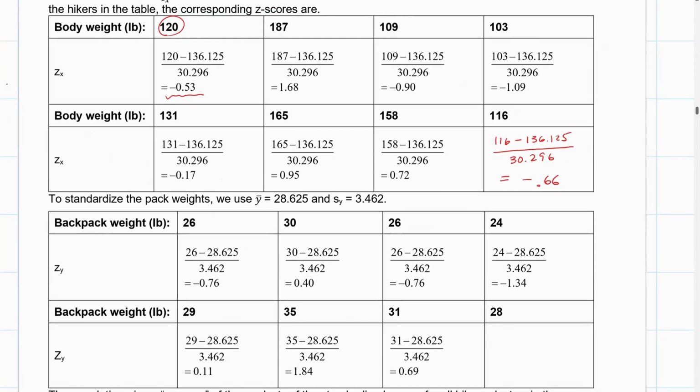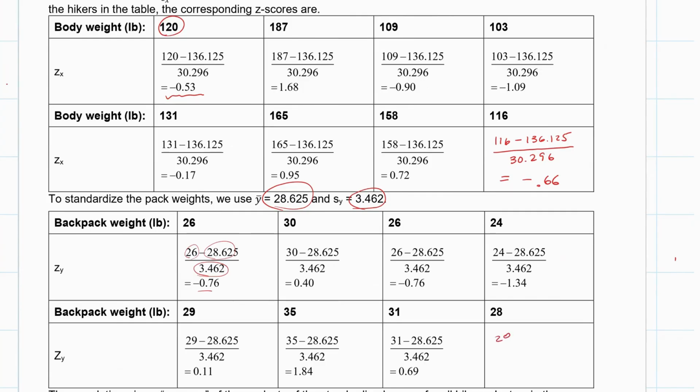We could do each of the same things with the backpack weights, using the average backpack weight being about 28 and 5/8. The standard deviation for those backpack weights being about 3.5. And again, for each backpack weight, take it, subtract it by the mean, divide it by the standard deviation, get a value. The last one is left open again.